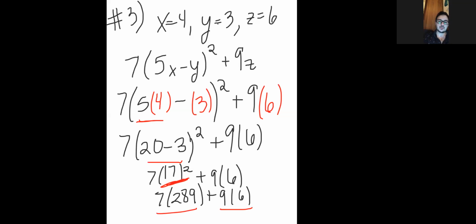Multiply each of these. I ran out of room, so I'll use a new whiteboard. We get 2023 plus 9 times 6, which is 54. And now we can add these up to get 2077, which should be your answer.